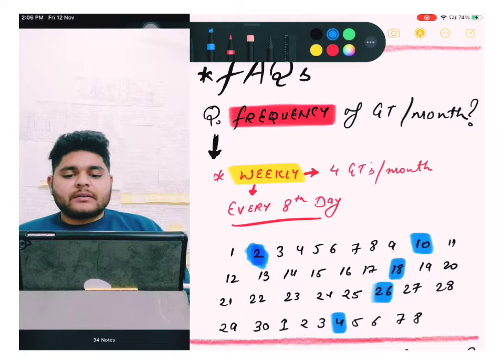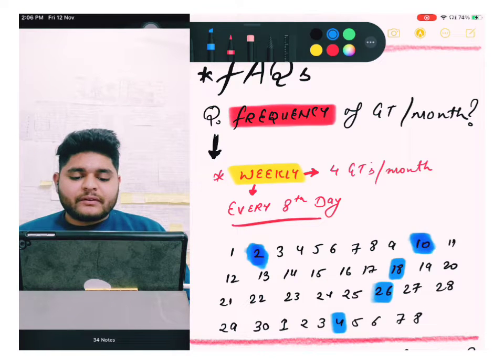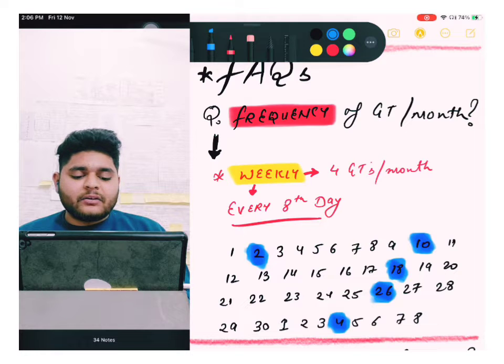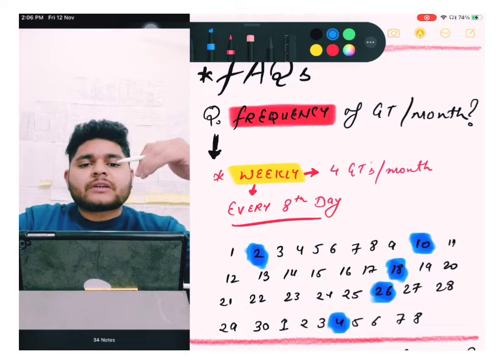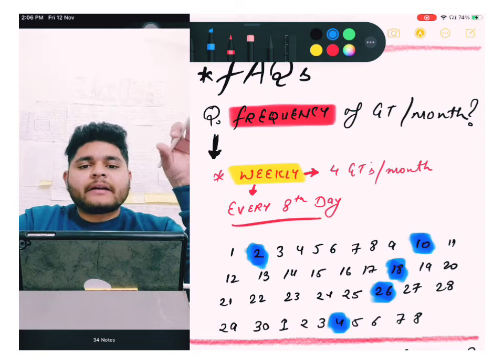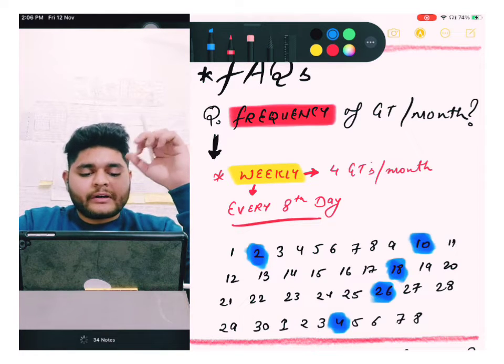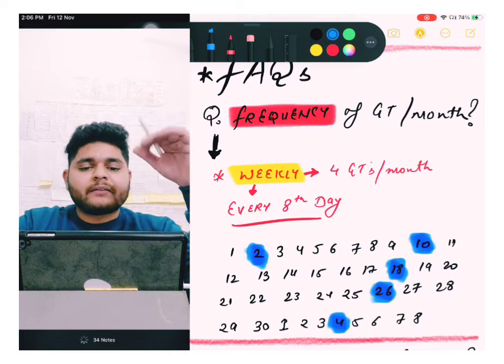If you give your first grand test on the 2nd, on a calendar day, then give the next on the 8th day, that is on the 10th, then the 8th day on the 18th, then the 8th day on the 26th, then the 8th day on the 4th. So whenever you start making a plan for grand tests, write down all the days coming in the month, and just give every 7th or 8th day a grand test day. Okay, then you will know that yes, a grand test is coming.